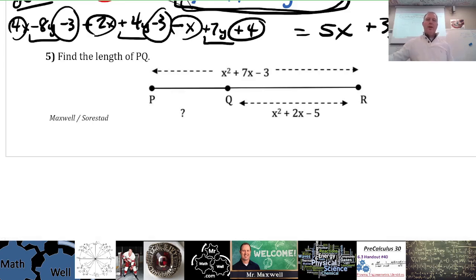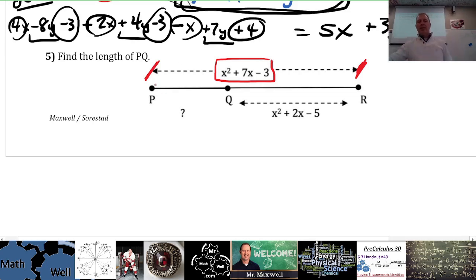So on the number line, I have this distance from P to R is this thing right here. That's an expression for the entire distance there. I need to find this piece of that distance, and I know that this piece is this one. So is this an addition or a subtraction statement, do you think? How should we find out what the little question mark is? Anybody have an idea how we might attack this one?